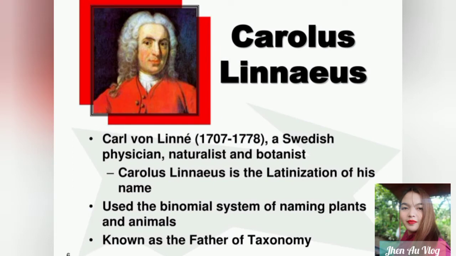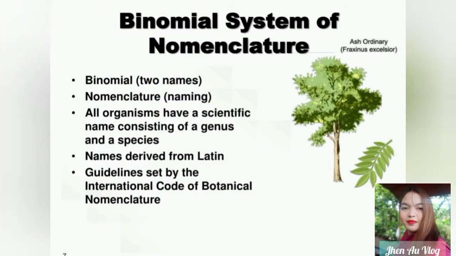Who is Carolus Linnaeus? His Swedish name is Carl von Linné. He was a Swedish physician, naturalist, and botanist. Carolus Linnaeus is the Latinization of his name. He used the binomial system of naming plants and animals, and is known as the father of taxonomy. Binomial means two. Nomenclature means naming. All organisms have a scientific name consisting of a genus and species.